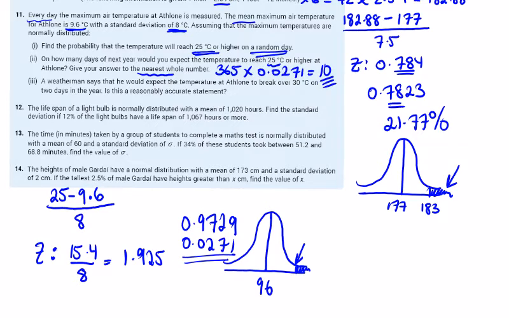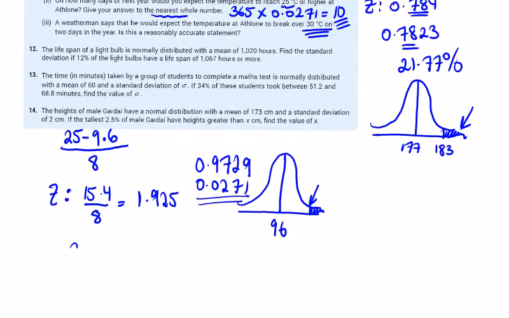And a weatherman says that he would expect the temperature at Athlone to break 30, that's a seriously hot day in Ireland, on 2 days in the year. Is this a reasonably accurate statement? Well, let's test 30 against 9.6. 30 minus 9.6 over 8 is going to be 20.4 divided by 8, which is a z-score of 2.55.